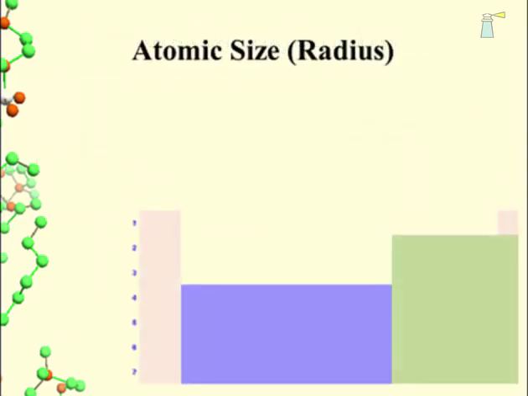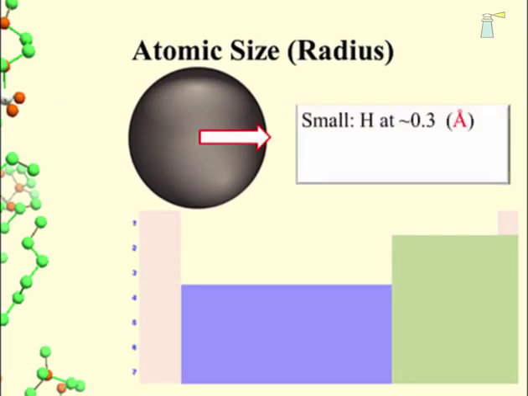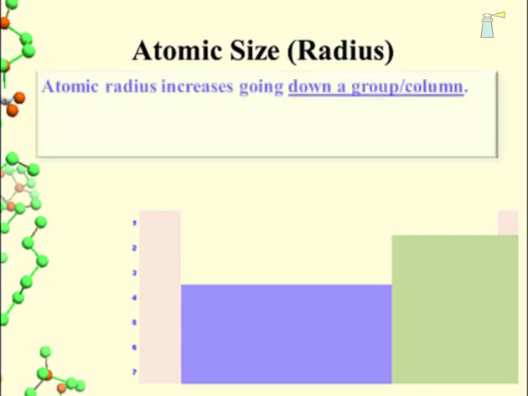We can use these factors to explain some of the non-intuitive trends of atomic size, specifically the atomic radius. Giving some perspective on the radii of atoms, small atoms like hydrogen have radii in the order of 0.3 angstroms. Larger ones like cesium are in the order of 3 angstroms. And in case you are new to the angstrom, 1 angstrom equals 10 to the minus 10 meters. Pretty small.